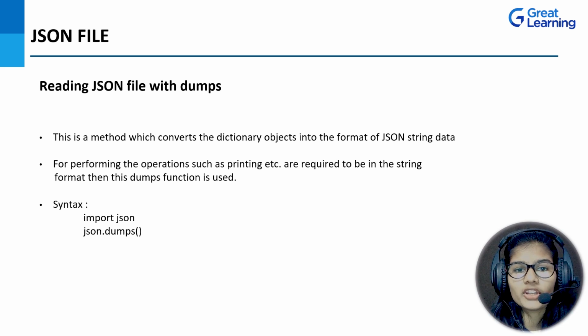Now let's say you want to perform operations like printing and many more. Operations such as printing are required to be in the string format, so this dumps function is used. So whatever dictionary objects you have in your JSON file, those dictionary objects are converted into string data, and that relevant string data you could use for printing, for reading, whatever the purposes you are having.